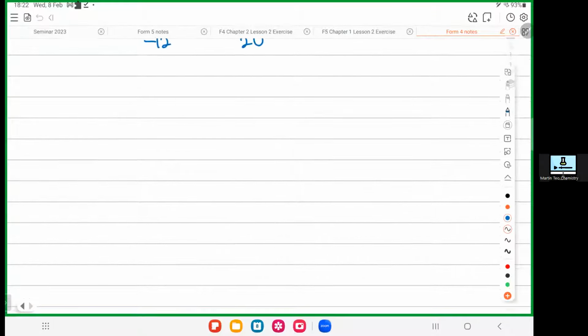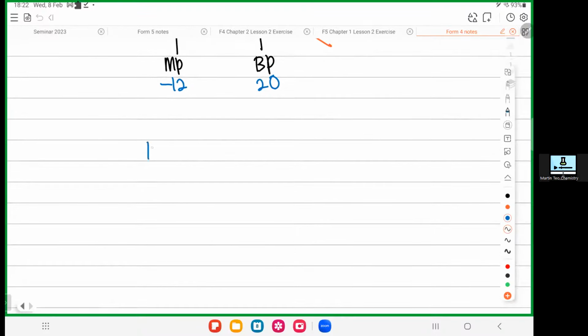Okay, so today I'll teach you something called heating curve and also cooling curve. Okay, so that's what we are going to learn today. This is something new. This is something that you have never learned back in your PT3. So that's why I really need you to pay attention. And if you have anything that you're not sure, don't be shy. Just ask the question.